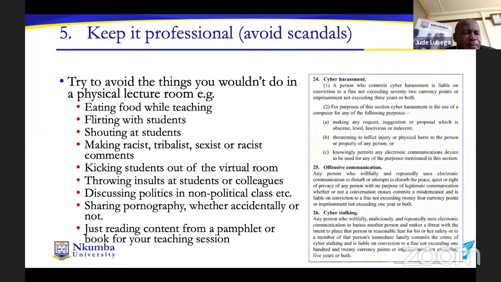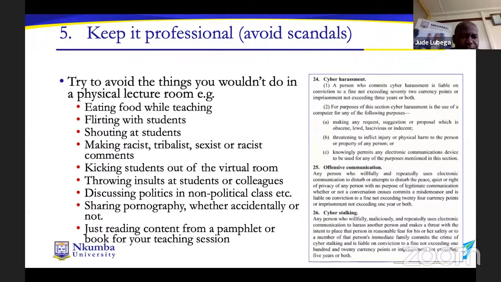Shouting at students, what you portray out there may not be very good. Making racist, tribalistic, sexist comments and things of that kind should be avoided. And why am I saying should be avoided? Because you are creating a digital print that they will play tomorrow, the other day, after 1 year, after 2 years, and always they're saying, oh, Judy did ABCD. What a shame.